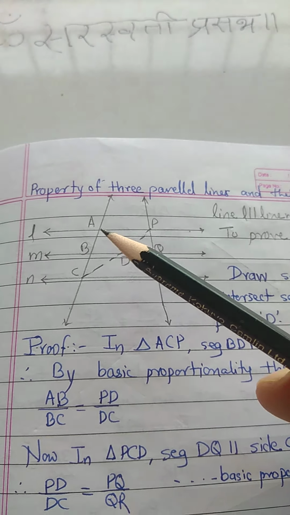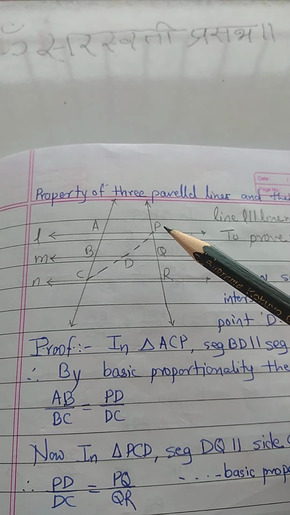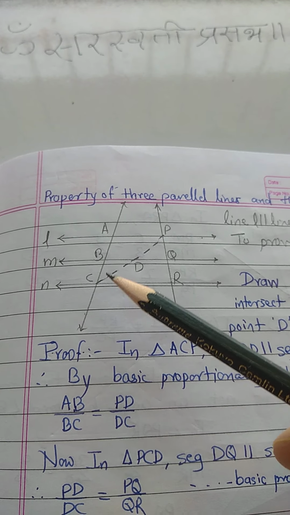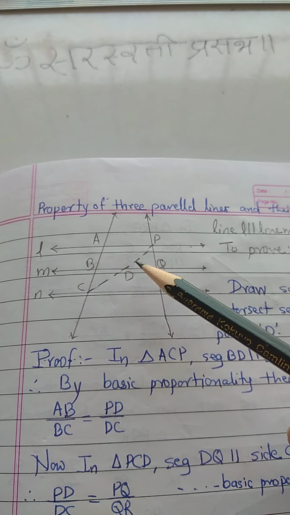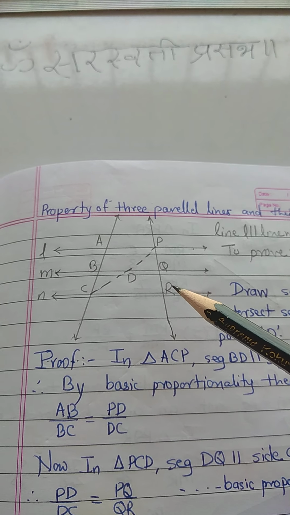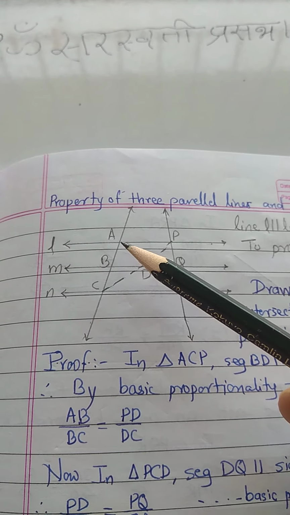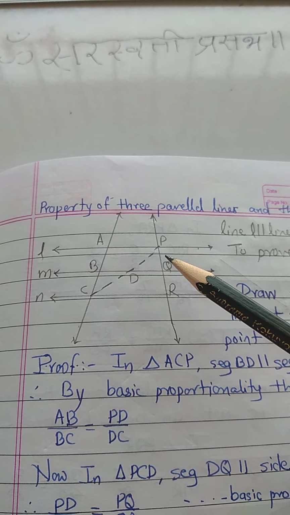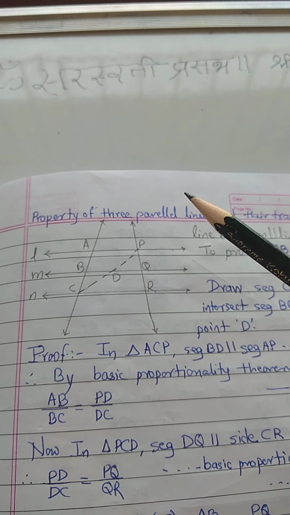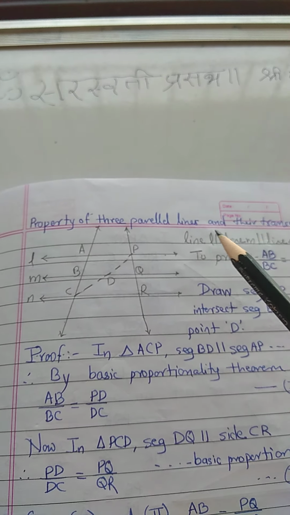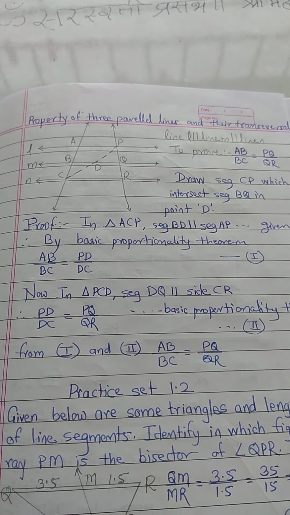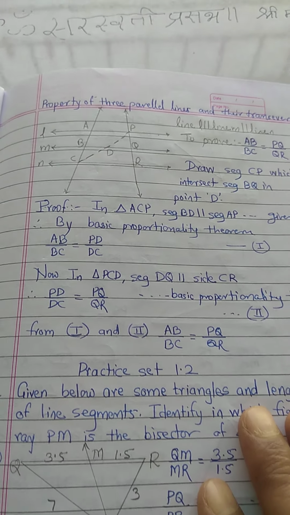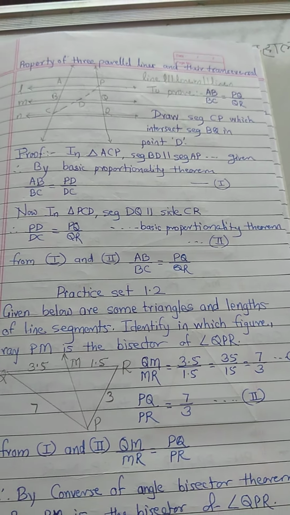In short, I can say AB upon BC equal to PD upon DC. By basic proportionality theorem, in this triangle, PD upon DC equal to PQ upon QR, and therefore AB upon BC equal to PQ upon QR. This property is known as the property of three parallel lines and their intercepts. Now, practice set 1.2 given below.